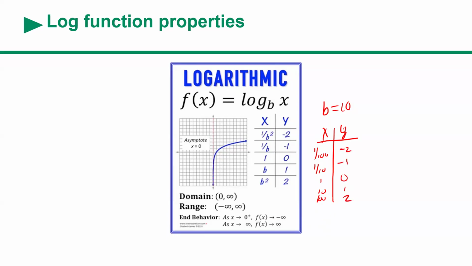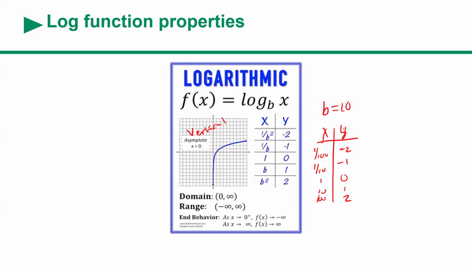Because this has a vertical asymptote, so I don't have a horizontal asymptote, I have a vertical asymptote. That means that my domain is dictated by my asymptote. So my domain depends on my asymptote. And notice here that it starts at 0, so it's from 0 to infinity. However, my range is going forever down and forever up, so my range is all real numbers.